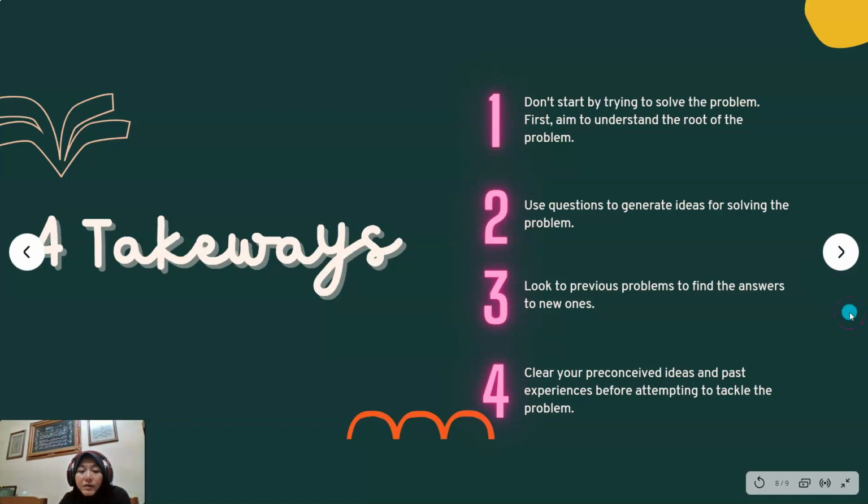So 4 takeaways. Number 1, don't start by trying to solve the problem. It means that when you have the problem, do not start solving the problem, but aim to understand the root of the problem first. Then you will find the great solution. Number 2, use questions to generate ideas for solving the problem. And then number 3, look to previous problems to find the answers to new ones.